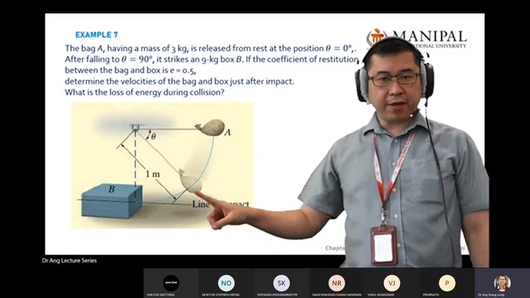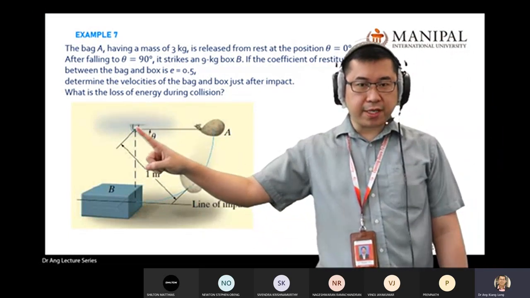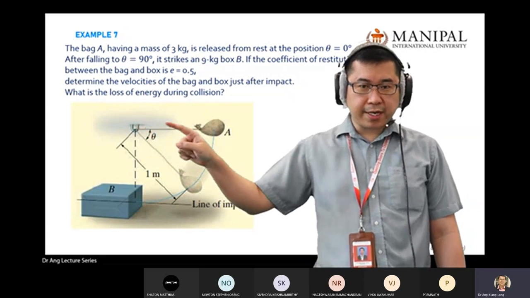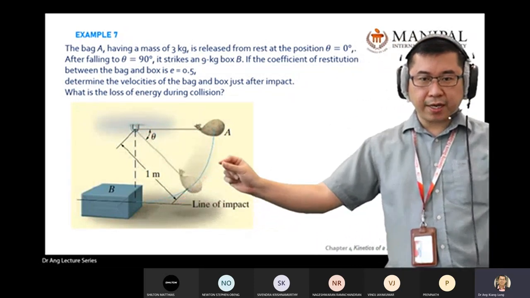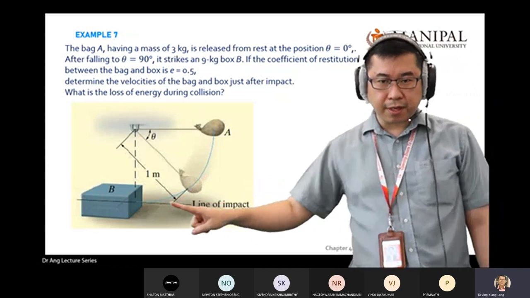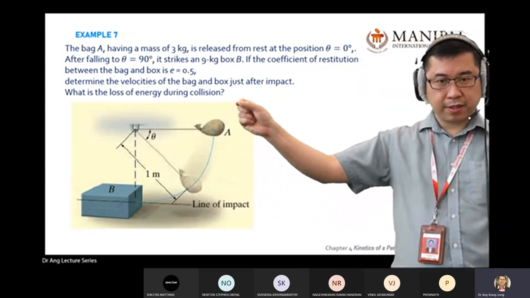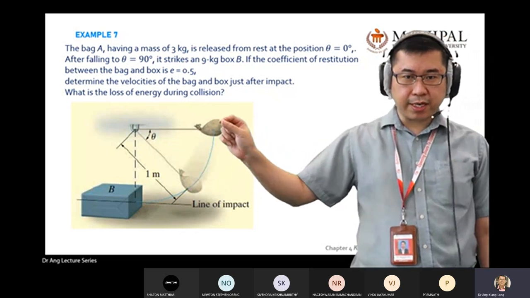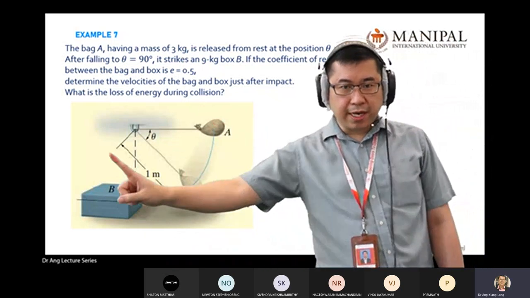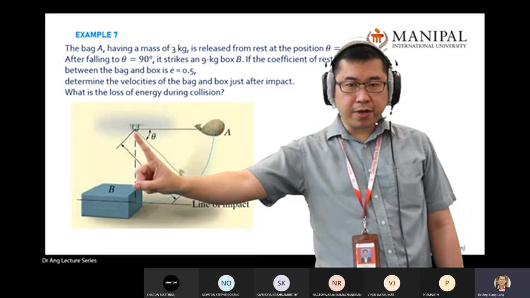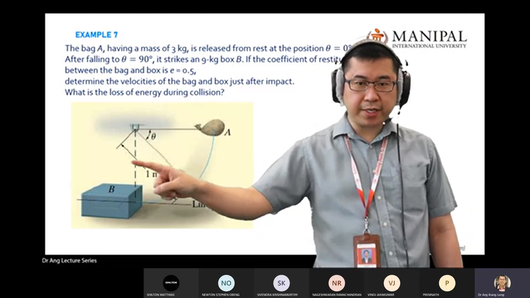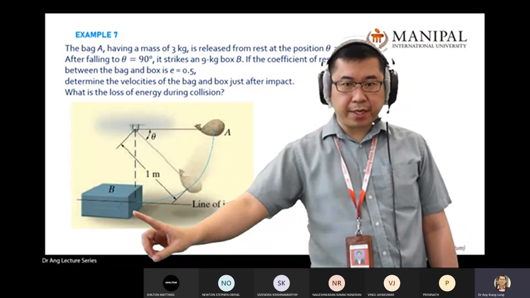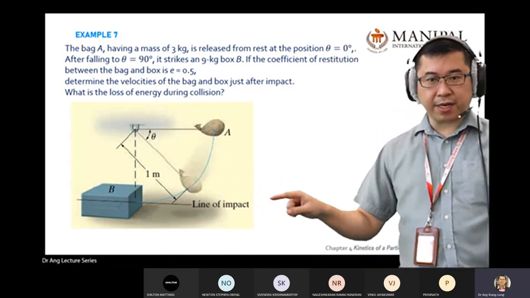So what you have here is an object with a line, and you pull the A from the line of impact. A here, and then you let go. The length from the point of reference to A will always stay at 1 meter. It will hit at B here. You are given a line of impact.